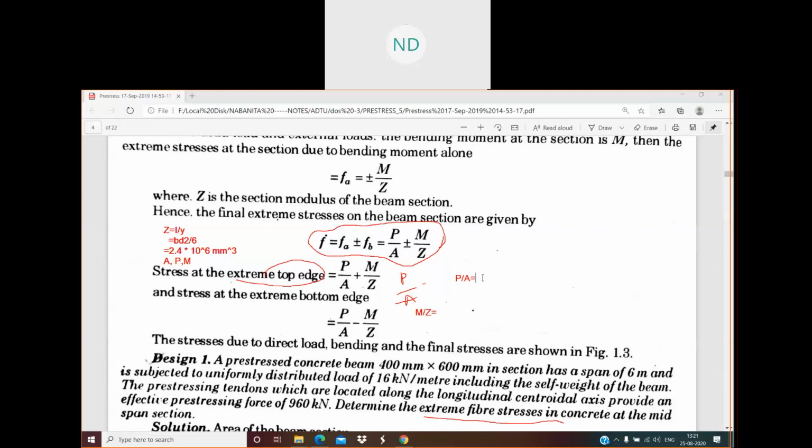I just want you all to try so that it becomes easier for you. You will have practice also. You can easily solve this kind of problems then. P by A, Jhale got 4 Newton per mm square. Nanzia got 4 Newton per mm square. Everybody got 4 Newton per mm square. Everybody?